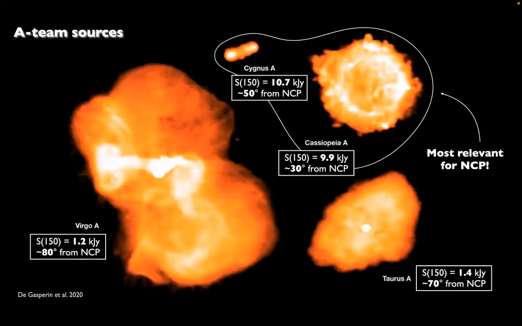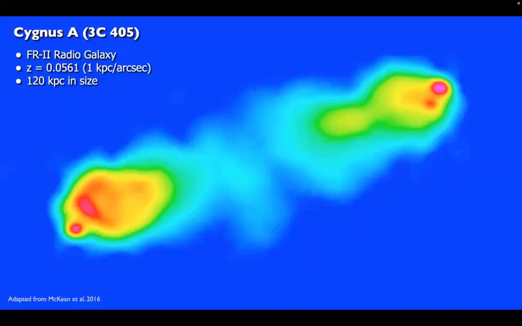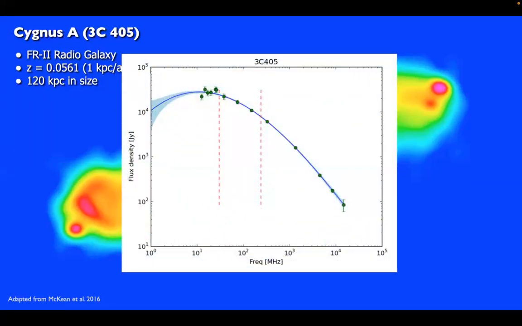So we have a radio galaxy, Cygnus A, and a supernova remnant, Cassiopeia A, and they have 10 kilojansky fluxes at 150 megahertz. It's a lot. In my work, I focused on the Cygnus A modeling. Cygnus A is an FR2 radio galaxy, a typical galaxy with two lobes, and it has a spectral energy distribution like this. It's a power law with a curvature at low frequency.